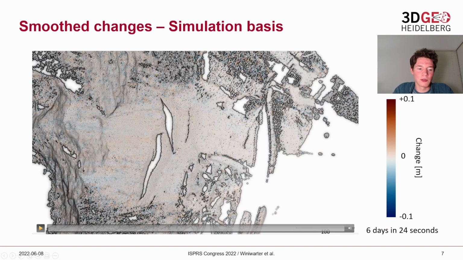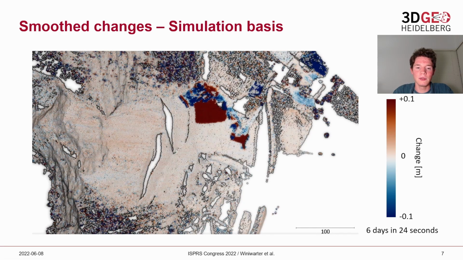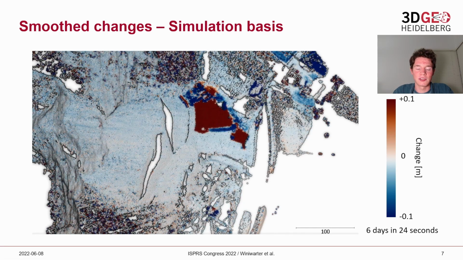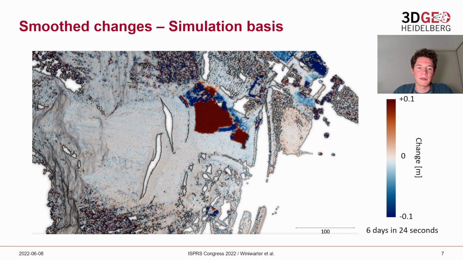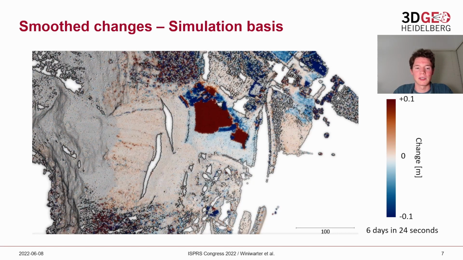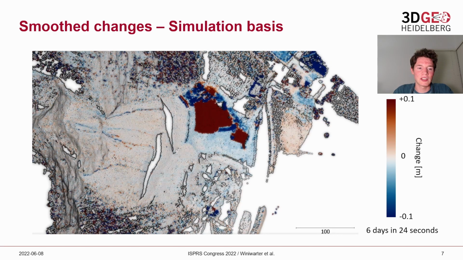This video shows those changes over time in a 2D bird's eye view. So you can see these anthropogenic excavator works happening here. You see the whole scene sometimes turns a bit orange and sometimes a bit blue. And this is due to the alignment uncertainty.